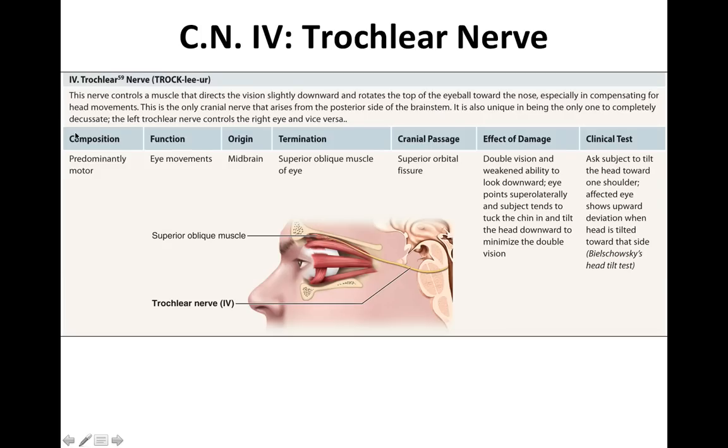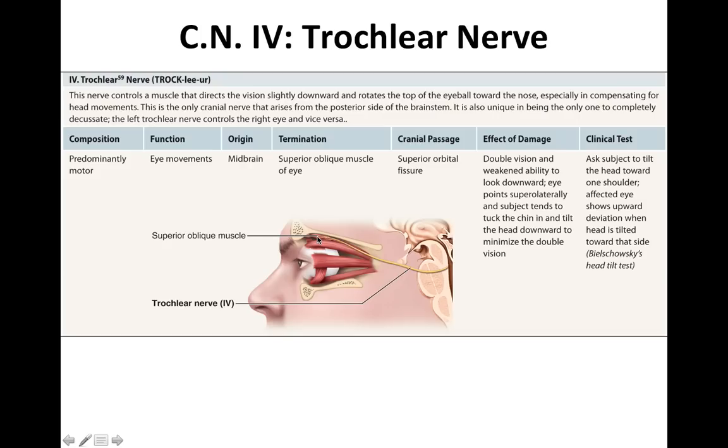Once again, predominantly motor. It's going to mediate eye movements as controlled by the superior oblique muscle right through here. It leaves here from the posterior side of the midbrain. It's the only one to do so, and passes through the superior orbital fissure to run up through that orbital cavity and innervate that eye.